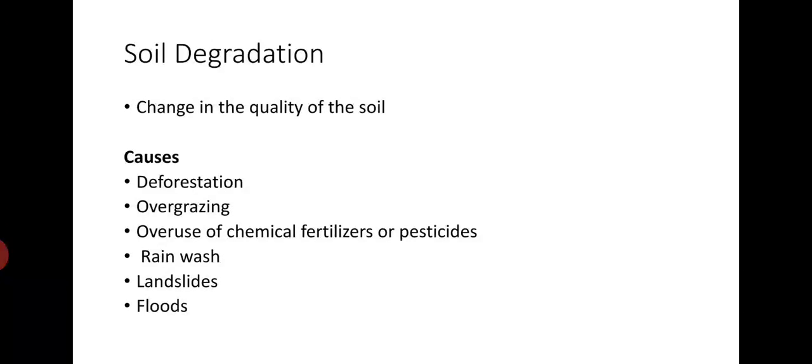Floods. During a flood, the density of the river increases, and they start eroding their banks, and because of that erosion, they cut a large portion of soil, which is also a cause of soil degradation.